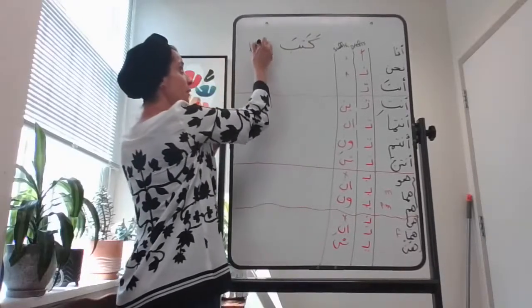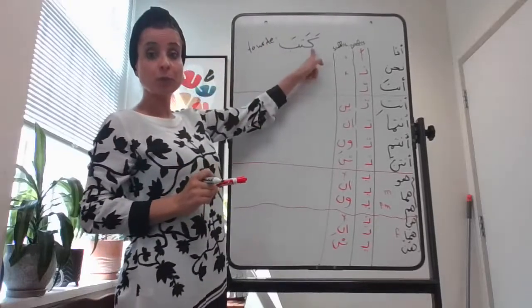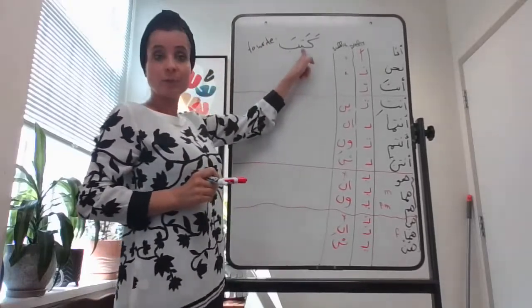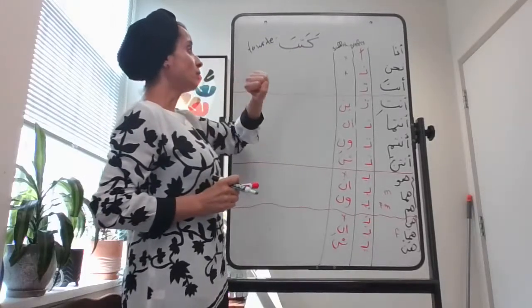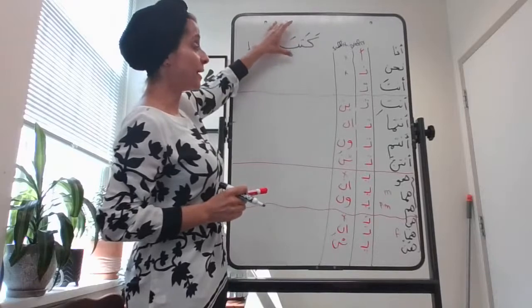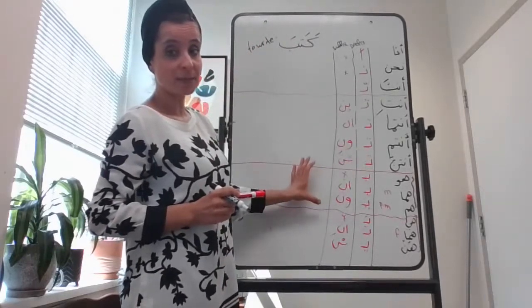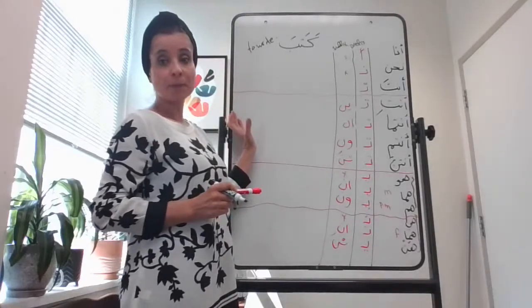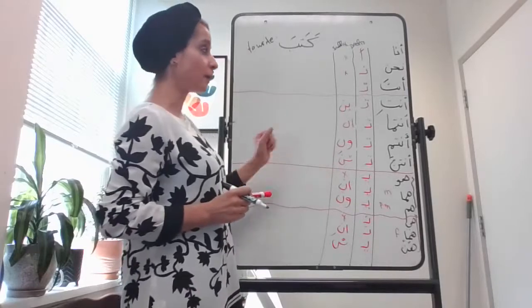Kataba, it's the verb "to write." The kaf is the first root, the ta is the second root, and the ba is the third root. So now we are going to bring the base verb and then add these prefixes and suffixes to turn the verb into the present tense for a specific doer or the specific subject.